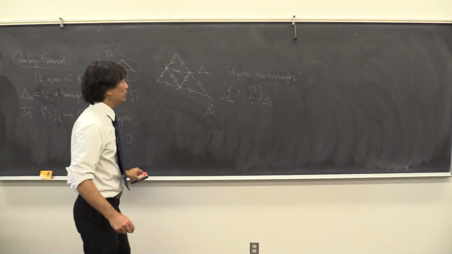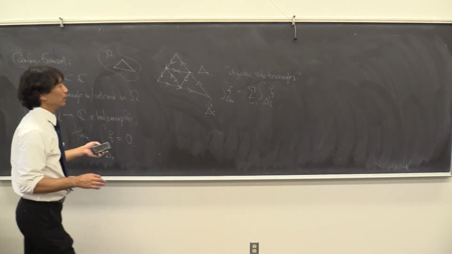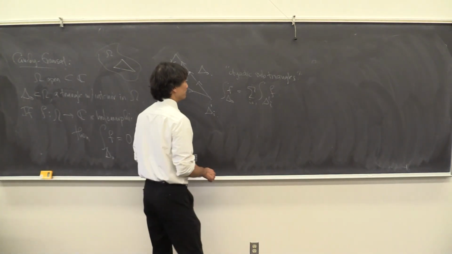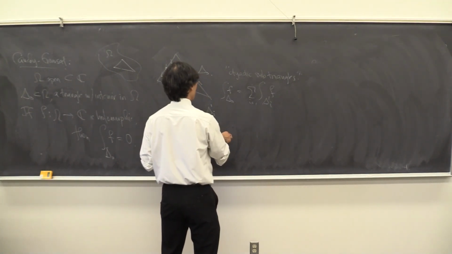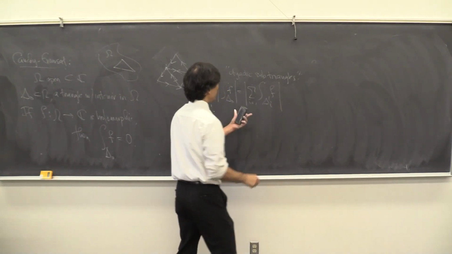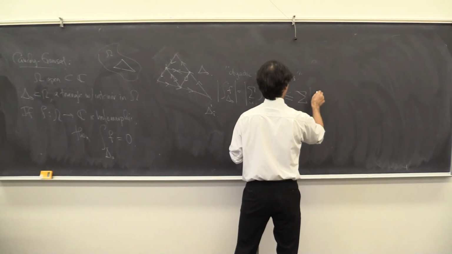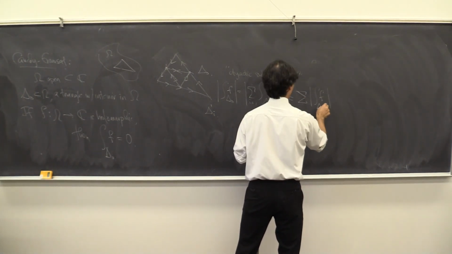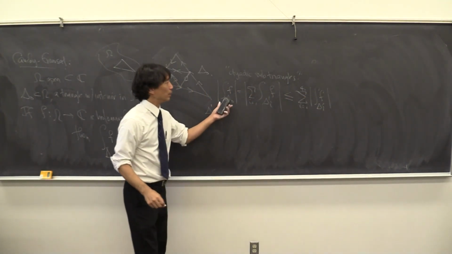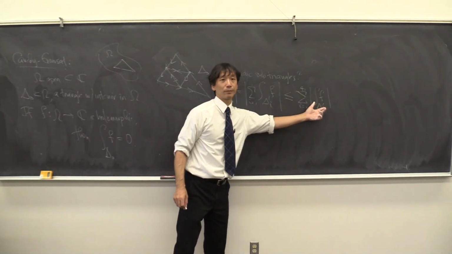You're just left with the sum over the outside. So you know that this is equal to the sum over the integrals over the small triangles. In particular, you notice that this, by the triangle inequality, is smaller than the sum of the sizes of these integrals.